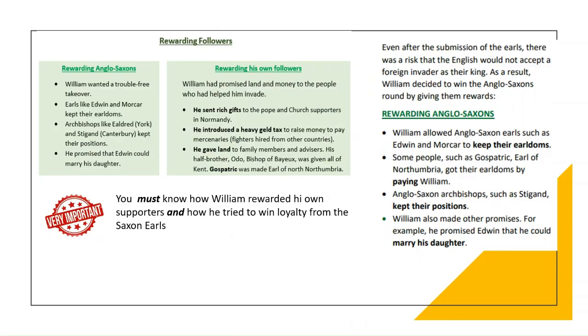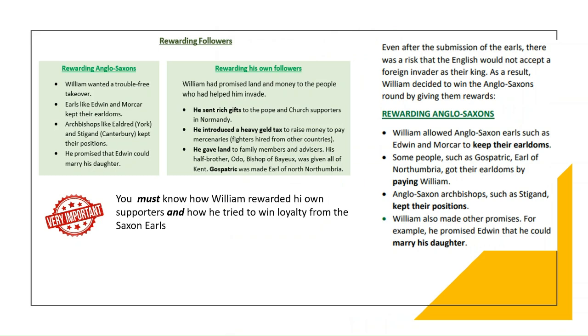Rewarding followers. So what does William do? We've got to know how William rewards his own followers, and also how he tried to win loyalty from the Saxon Earls. Firstly, Anglo-Saxons. He wanted a trouble-free takeover, so he allowed Edwin and Morcar to keep their earldoms, and he also let the Archbishop, Stigand, and another guy, Eldred, keep their positions. He promised that Edwin could marry his daughter, so he's kind of trying to bribe them in a way.